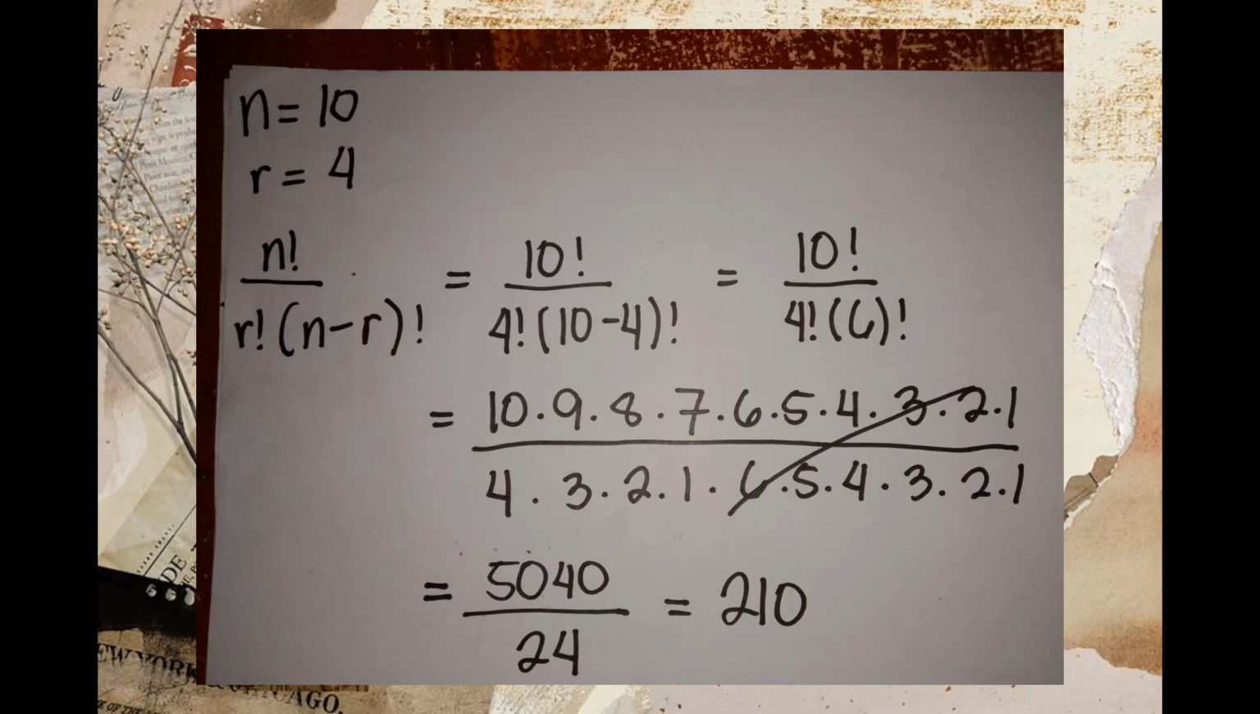So, let's multiply the bottom. 4 times 3 times 2 times 1. 4 times 3 is equal to 12. Times 2 is equal to 24. Times 1 is equal to 24. So, therefore, the total is 5,040 over 24, or 5,040 divided by 24. And the answer is 210.